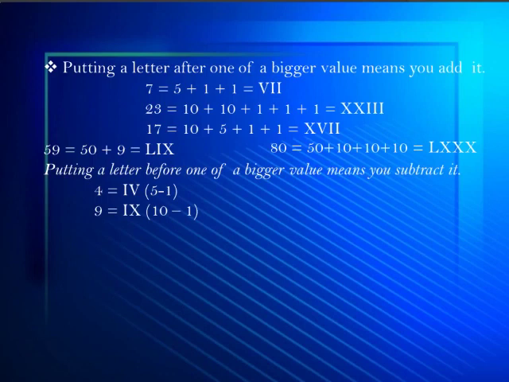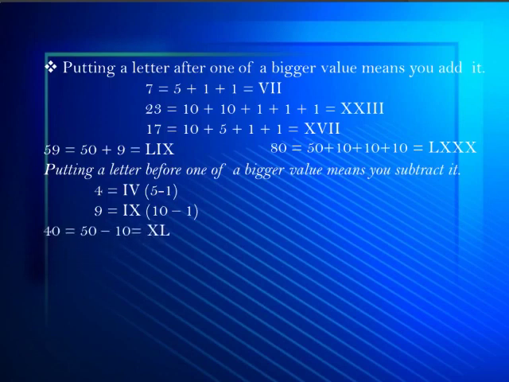The same way, take 9. So 9, how do you write? 10 minus 1 is 9. So the value of 10 is X, and the value of 1 is I. As you subtract it, you should write the I before X. So the Roman numeral for 9 is IX, and for 4 is IV.